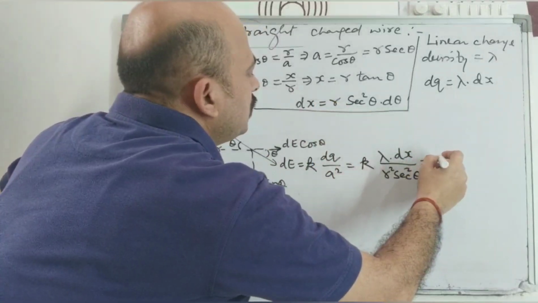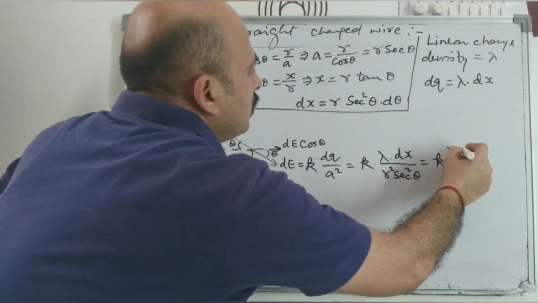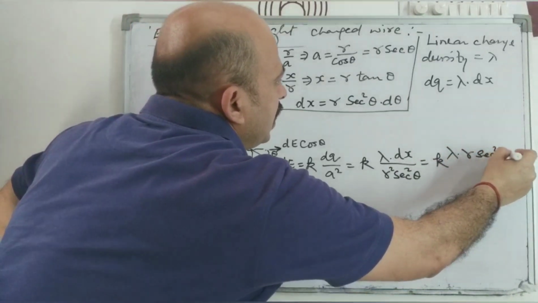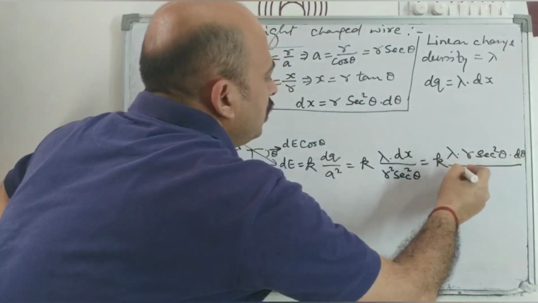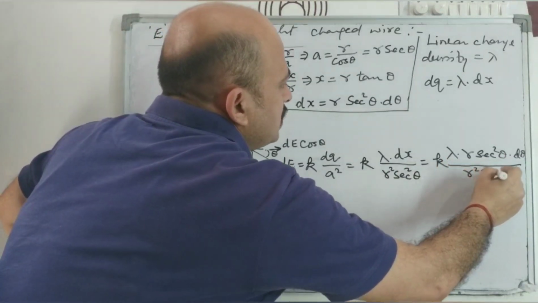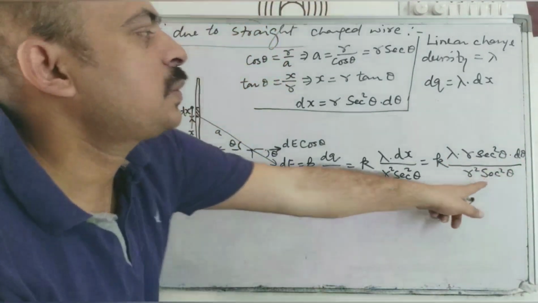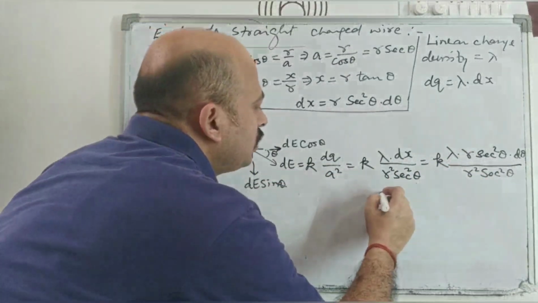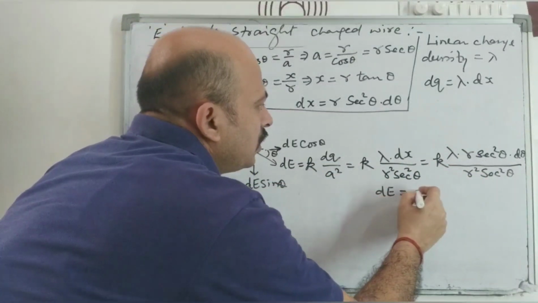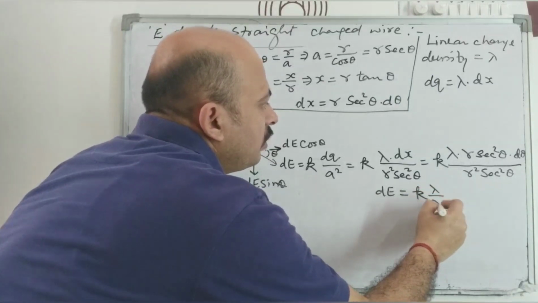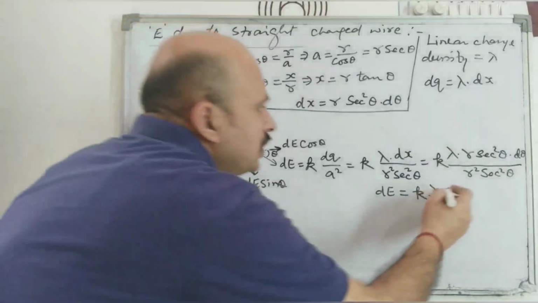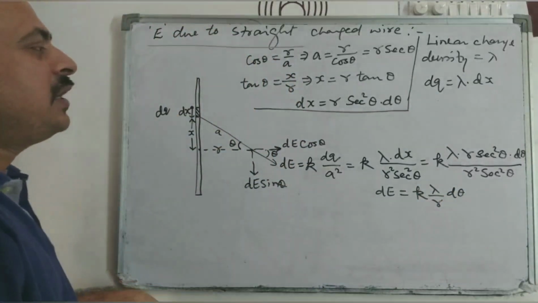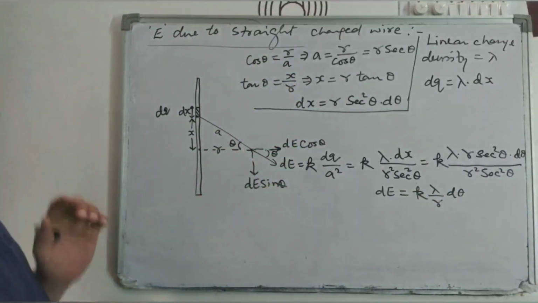That will be equal to k lambda r sec square theta d theta upon r square sec square theta. So sec square theta cancels, one r will cancel. So dE is equal to k lambda upon r into d theta. So that is dE. Now we have to calculate the horizontal component and the vertical component.